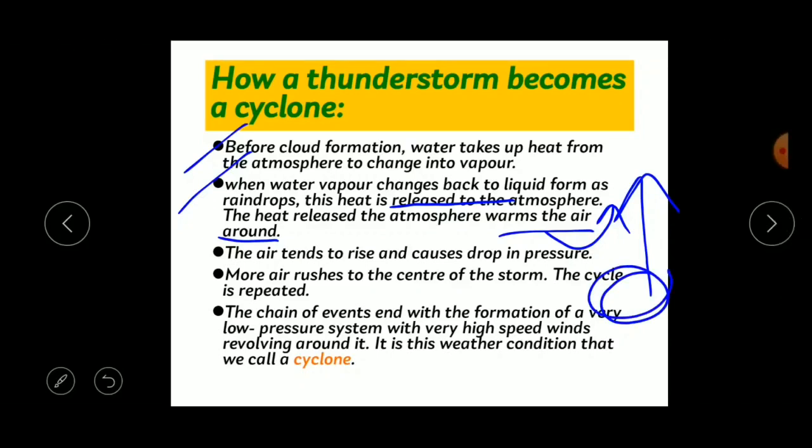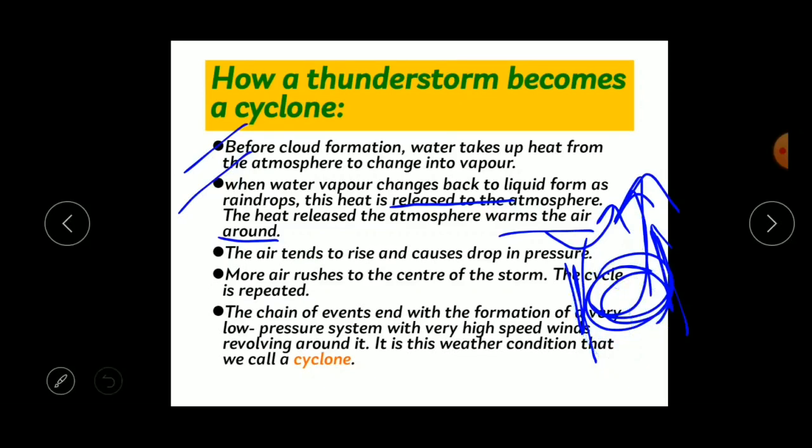All the heat released in the atmosphere warms the air around it, and that air will rise up. So the air tends to rise and causes a drop of pressure in that region. The air from the surrounding takes the place of the warm air. As we know, air moves from high pressure to low pressure. That's why, when the warm air goes up, the air in the surrounding area tries to take the place of this empty space, right? So the cycle will continue. It is a continuous cycle until the rain falls.